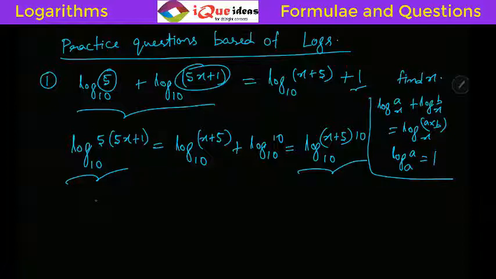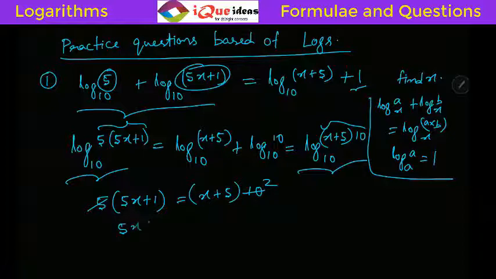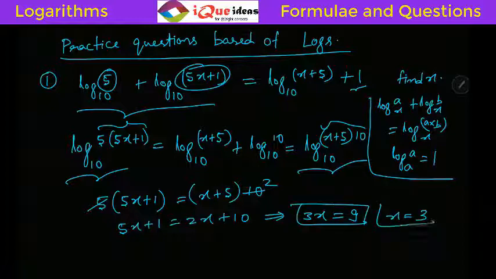Now look at this right hand side and left hand side, base same, log same. So the number inside the log, that is 5 into 5x plus 1, can be equal to this number, that is x plus 5 into 10. So simple calculation, 5 cancels 10 2 times, open it, we get 5x plus 1 is equal to 2x plus 10. X comes to the left hand side and we get 5x minus 2x, that is 3x. 1 goes to the other side, becomes 9. So x is equal to 3. So the final answer of this question is x equal to 3.